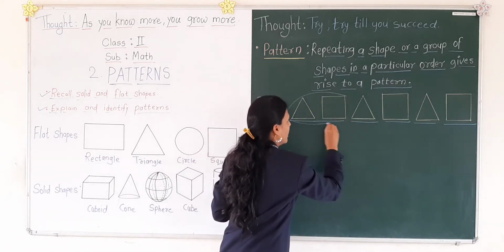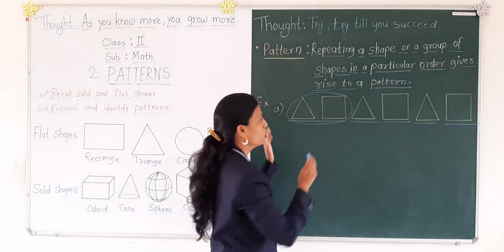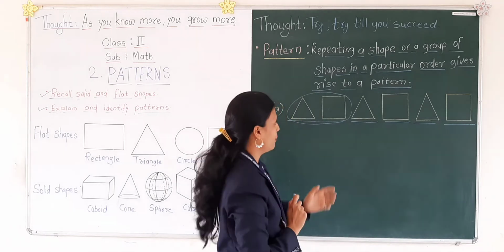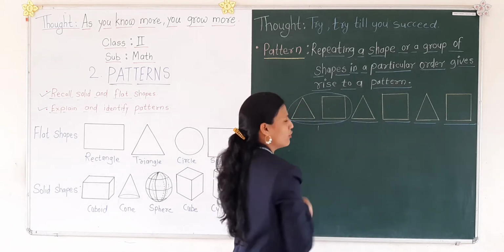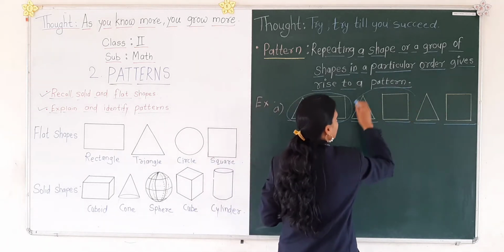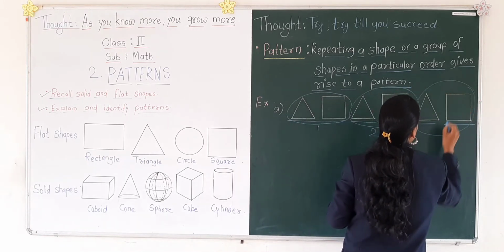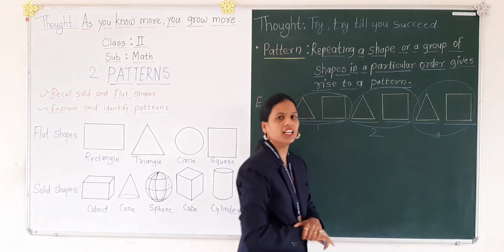This group is triangle, square. Yes, very good. Repeating. Triangle, square, group number 1. Again, triangle, square, group number 2. Again, triangle, square, arrangement of group number 3.